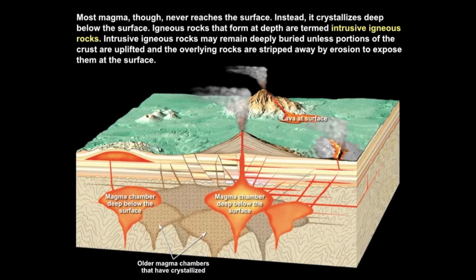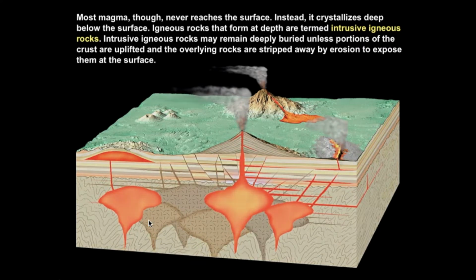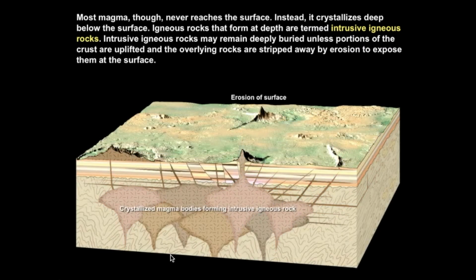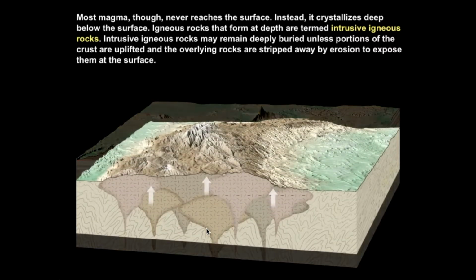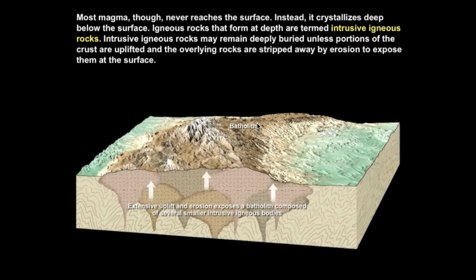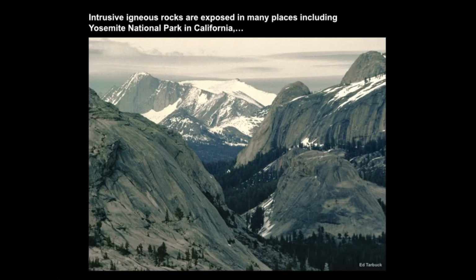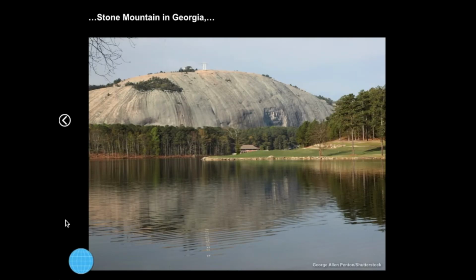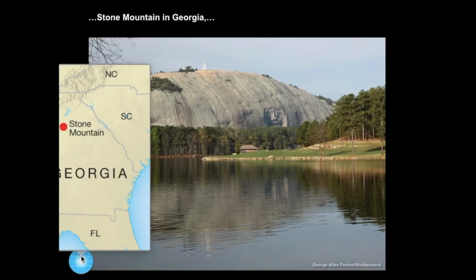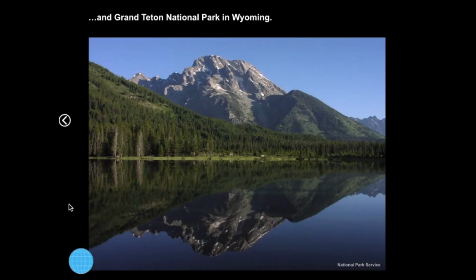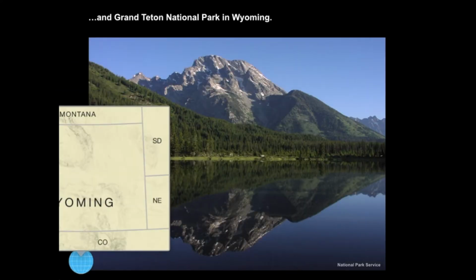Most magma, though, never reaches the surface. Instead, it crystallizes deep below the surface. Igneous rocks that form at depth are termed intrusive igneous rocks. Intrusive igneous rocks may remain deeply buried unless portions of the crust are uplifted and the overlying rocks are stripped away by erosion to expose them at the surface. Intrusive igneous rocks are exposed in many places, including Yosemite National Park in California, Stone Mountain in Georgia, and Grand Teton National Park in Wyoming.